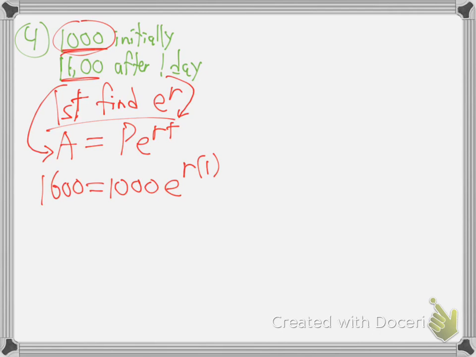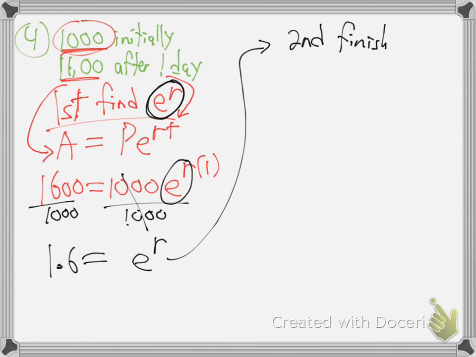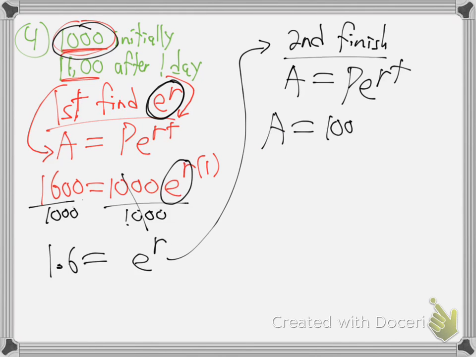Now, what are we going to do with that? You want e to the r. I want this. So how do I get that? Divide by 1,000. Boom, this comes out 1.6 is e to the r. So now we got e to the r. Now you come up here in the second part, you finish the problem. Now we're still using PERT. We still know that the original amount of mosquitoes was 1,000, so that's still the principal, that's the P. The e to the r, now I know is 1.6, and the t is still there. So now I use that formula to answer whatever question they ask me in the end.